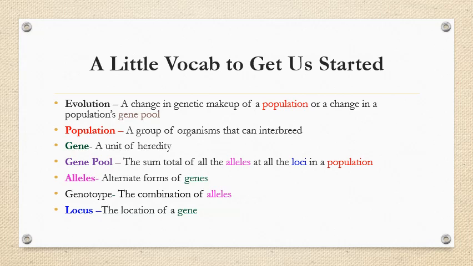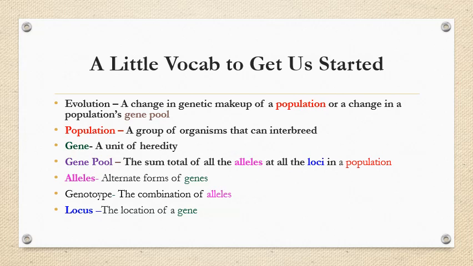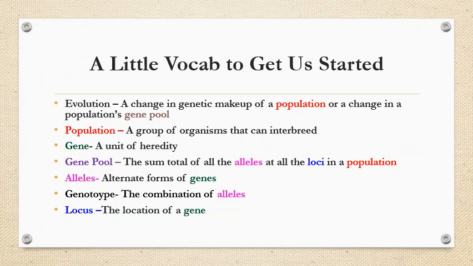So once again, to clarify, evolution is a change in a population's gene pool. A population is a group of organisms that can interbreed. A gene is a unit of heredity. The sum total of all the alleles at all the loci in a population is the gene pool. Alleles are alternate forms of genes. The combination of alleles is the genotype, and the location of a gene is the locus.